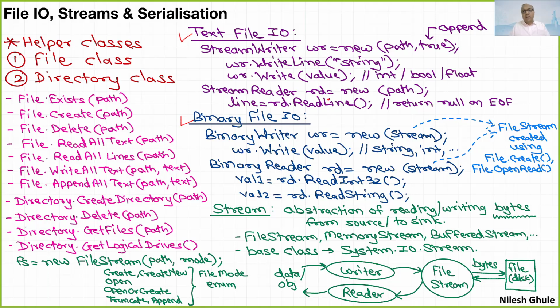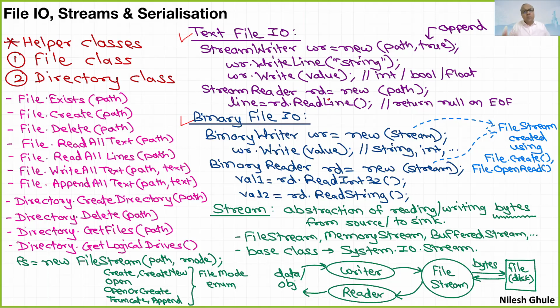While with binary file IO, when you write data into the file, the file may not be human readable. If you open that file in Notepad, you might see some garbage characters. However, the data is kept in binary format, exactly the same way it is kept in memory. And while reading, it will be much faster because there is no parsing logic involved. So I told you the difference between text files and binary files.